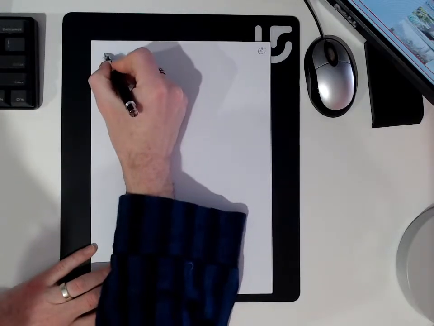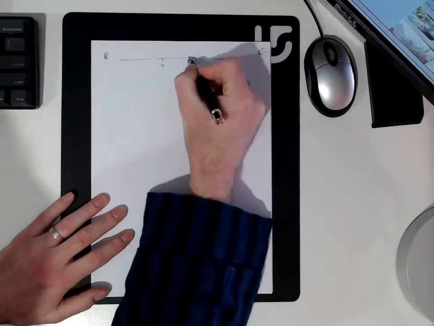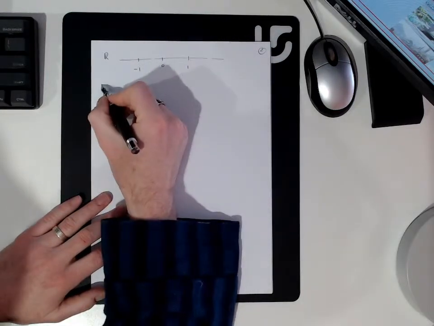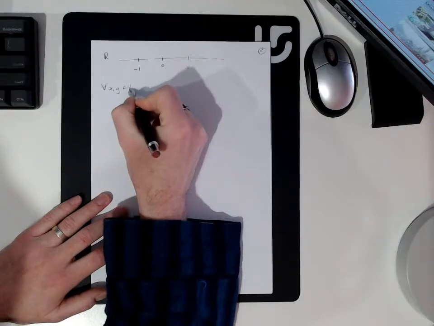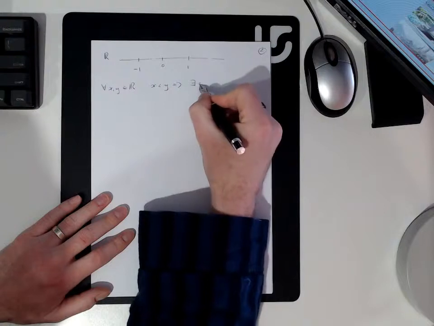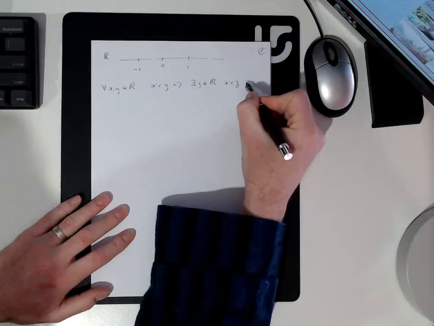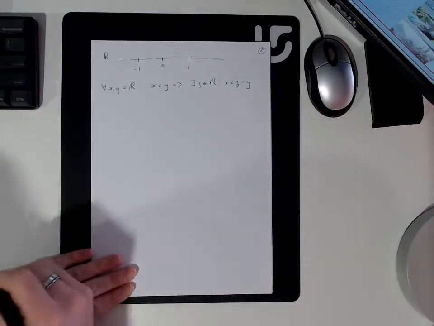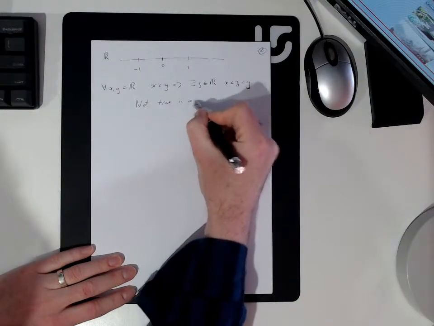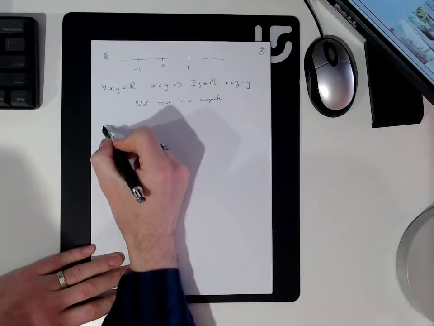So we think about the real numbers as a line. One of the important properties of the real numbers is that for all x and y inside the real numbers, x less than y implies that there exists z in the real numbers, so that x is strictly less than z, which is strictly less than y. This is not true in a computer. The computer's real number line is discrete.